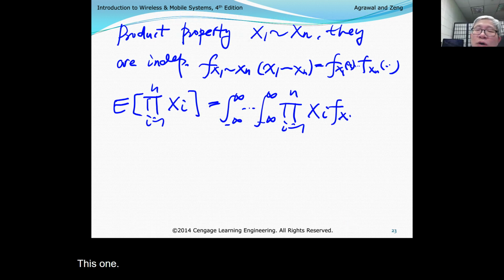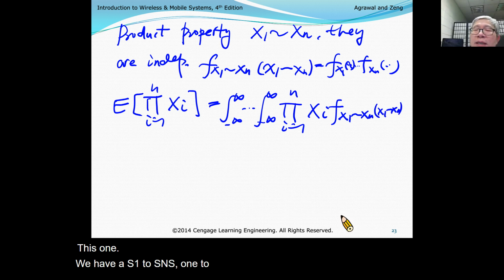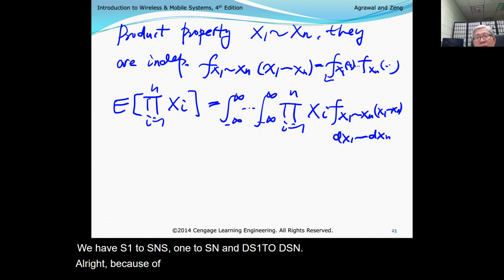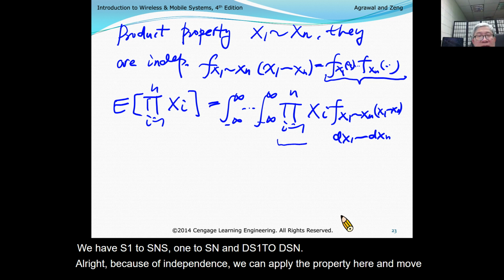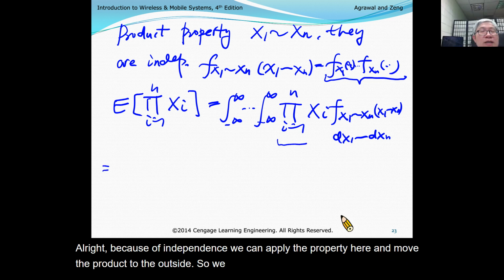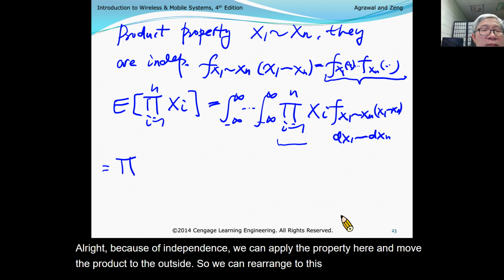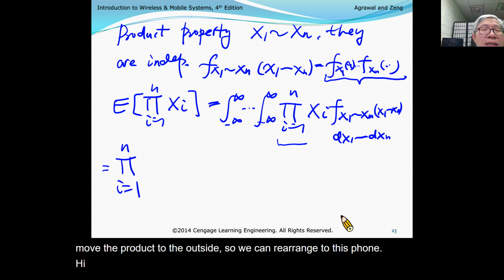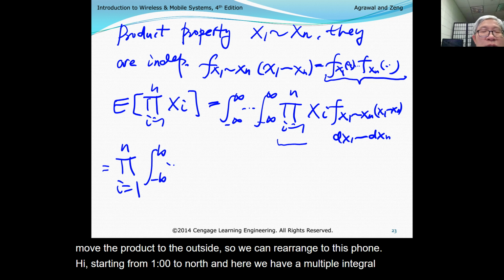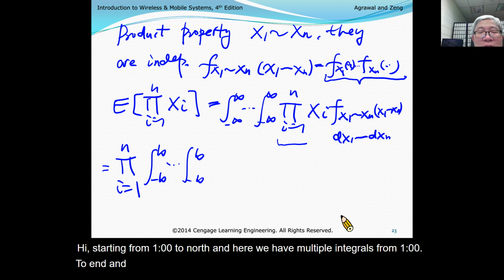We have x1 to xn, x1 to xn, and ds1 to dsn. All right, because of independence, we can apply the property here and move the product to the outside, so we can rearrange to this form. Pi, starting from 1 to n. And here we have a multiple integral from 1 to n. And because of the property here, we have xi.